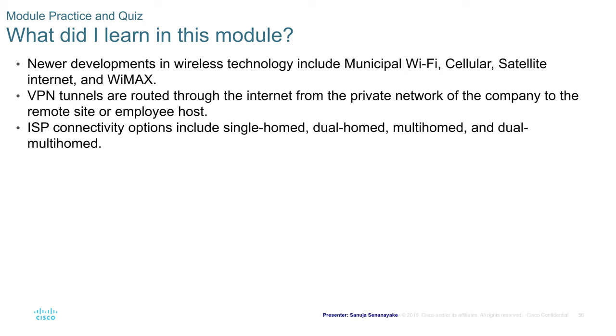We learned the newer developments in wireless technology include municipal Wi-Fi, cellular, satellite internet, and WiMAX. We also learned VPN tunnels are routed through the internet from private networks of companies to the remote site or employee host. ISP connectivity options include single home, dual home, multi-home, and dual multi-home. So those are some ISP connectivity options.